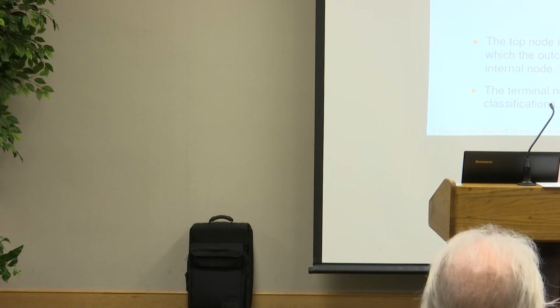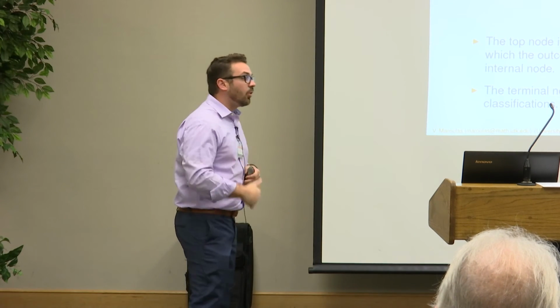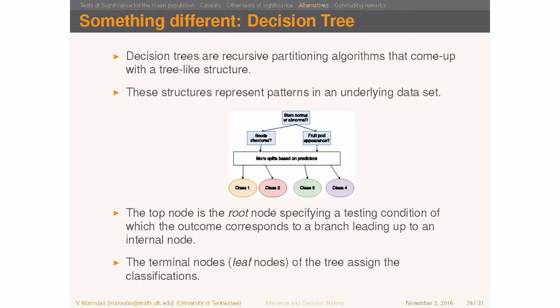But the logistic regression still has this framework of hypothesis testing. So what you may want to do is have a totally different approach that does not involve any p-values, any sort of regression or things like that, that may be associated with a hypothesis test. One such easy and very intuitive approach is the decision tree. Decision trees are recursive partitioning algorithms that come up with tree-like structures, and these structures represent patterns in an underlying data set.